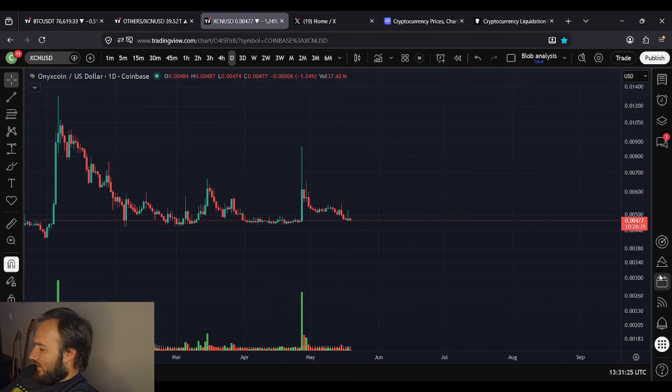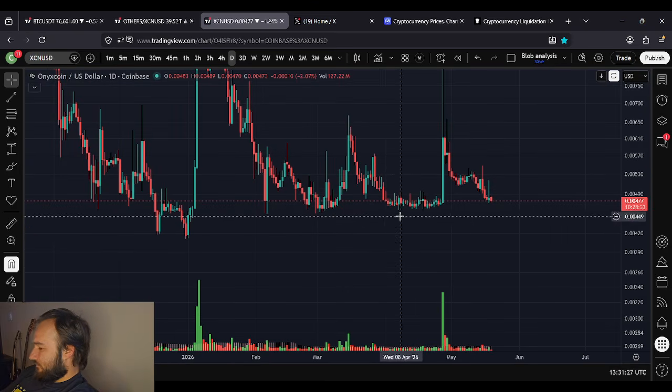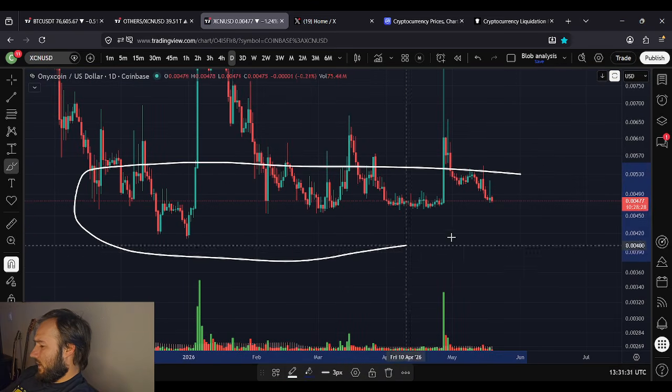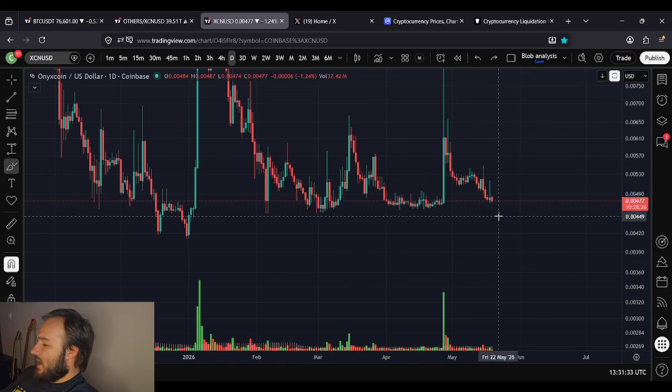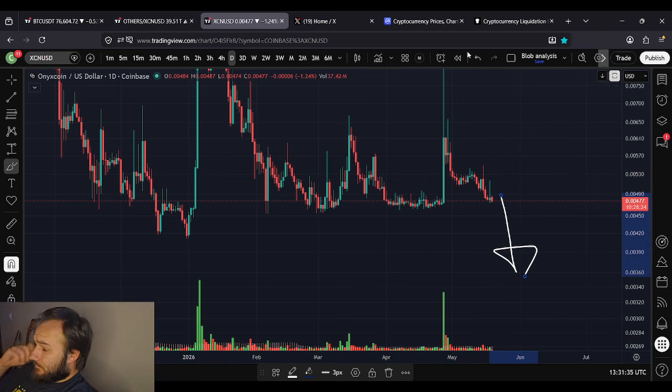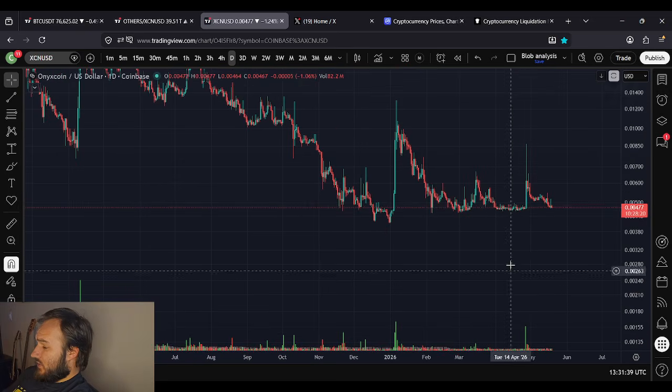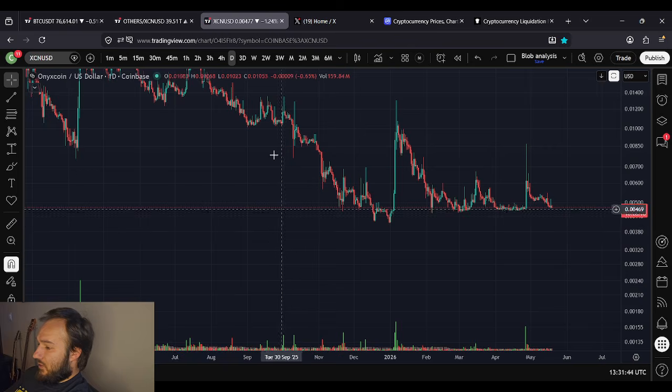We've been in this area of magnetism, as it shall be known, for quite a while. We've been in this zone for quite a while, and it is possible that we do go lower. XCN, OnyxCoin really could see lower prices, not just from here, but lower than here. We could go below 0.003 even at the lowest.